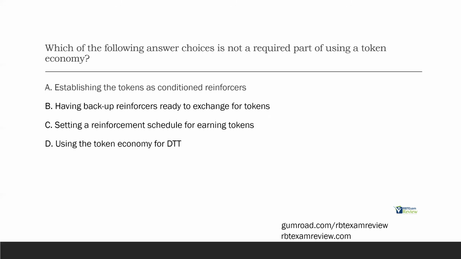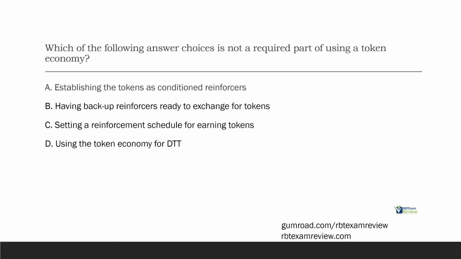B, having backup reinforcers ready to exchange for tokens. Sure. The tokens are great, but the only reason the tokens are reinforcing is because they're paired with these backup reinforcers. Once you get enough tokens, you make an exchange for the actual reinforcer. So B is required. C, setting a reinforcement schedule for earning tokens.